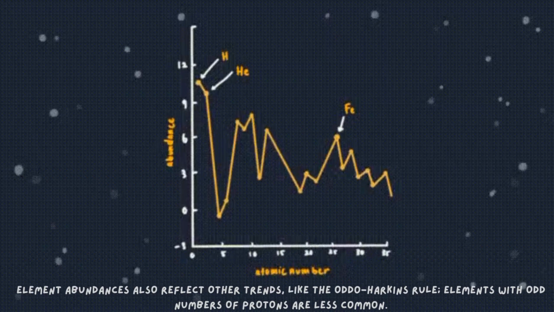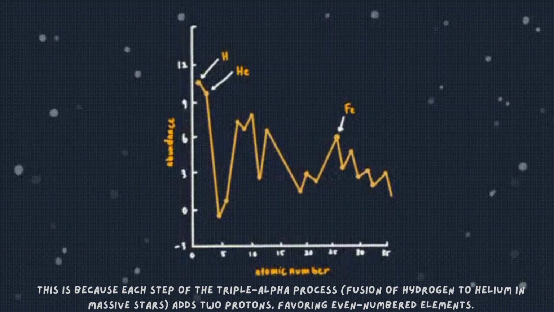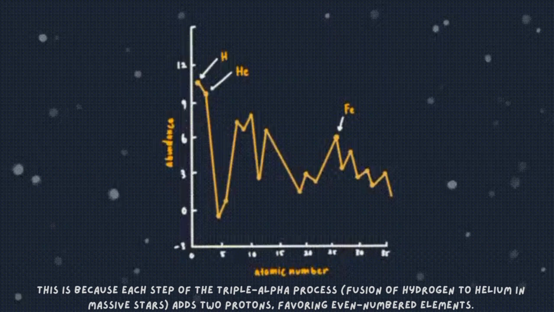Element abundances also reflect other trends, such as the Oddo-Harkins rule, which states that elements with odd-numbered amounts of protons are less common. We see this pattern in element abundances because each step of the triple alpha process for fusing hydrogen into helium adds 2 protons to atomic nuclei, thus favoring formation of even-numbered elements.